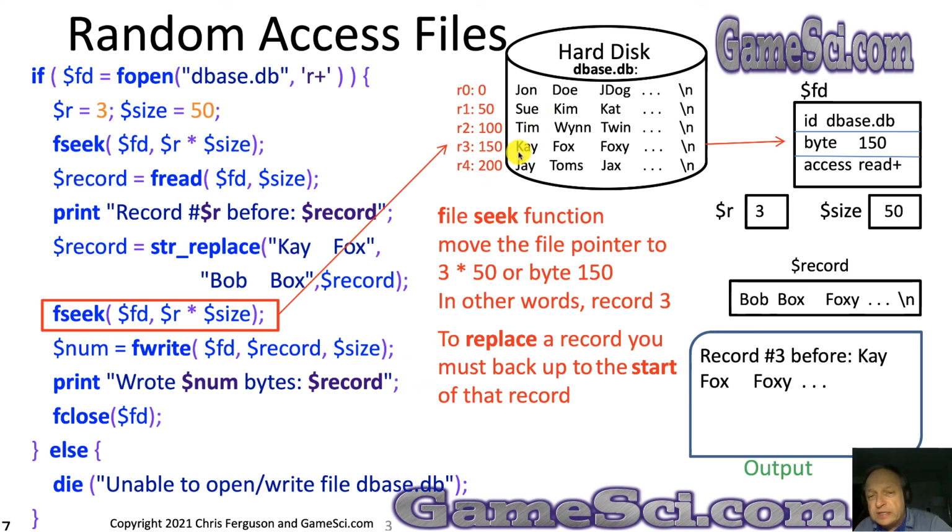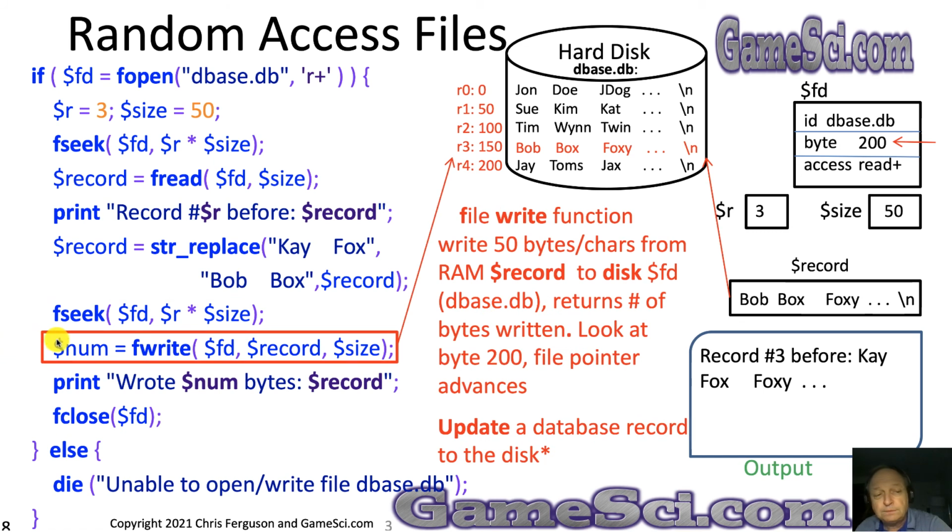When we originally came here, we read the record, which moved the file pointer down to the next line. All I'm doing is backing up the file pointer back to the start of the original record. If you're going to write or overwrite a record, you have to move back to that position in the file.